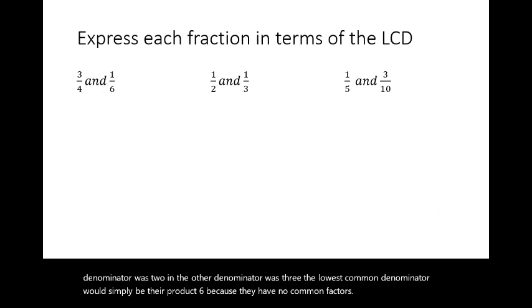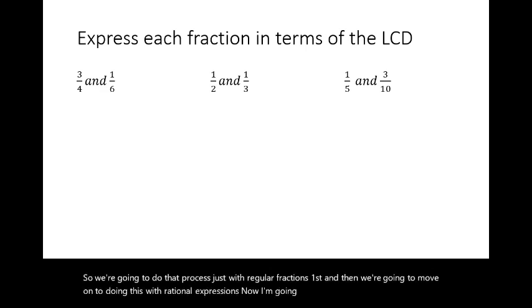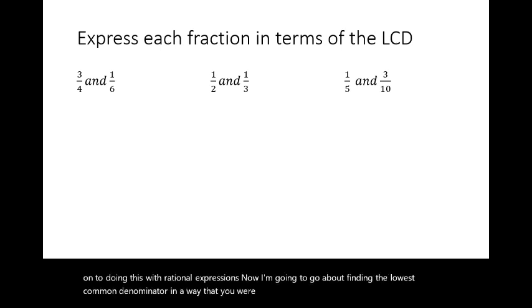So we're going to do that process just with regular fractions first, and then we're going to move on to doing this with rational expressions. Now, I'm going to go about finding the lowest common denominator in a way that you are probably not used to, but this type of process is the same as the process that we are going to use to find the lowest common denominator when our denominators involve variables.